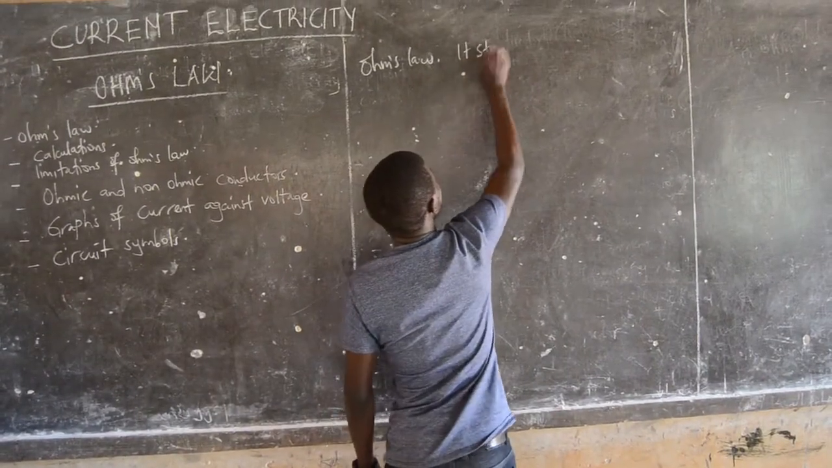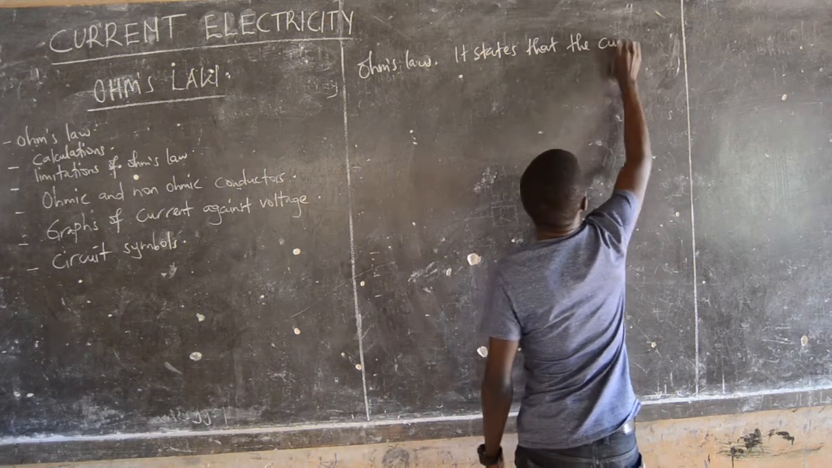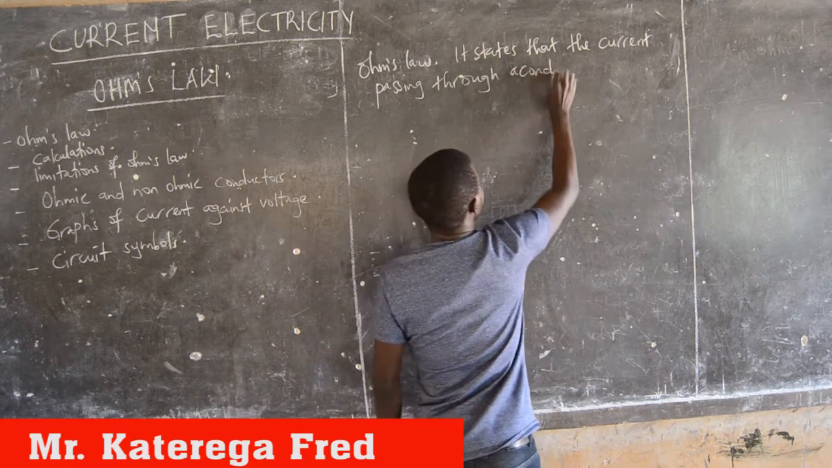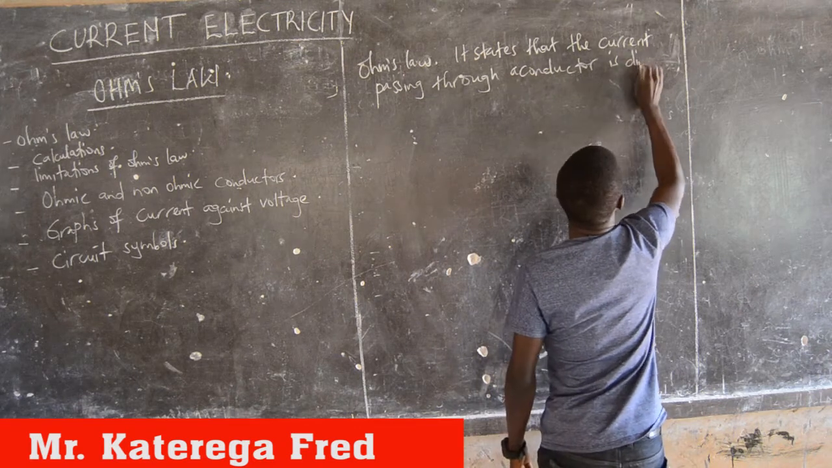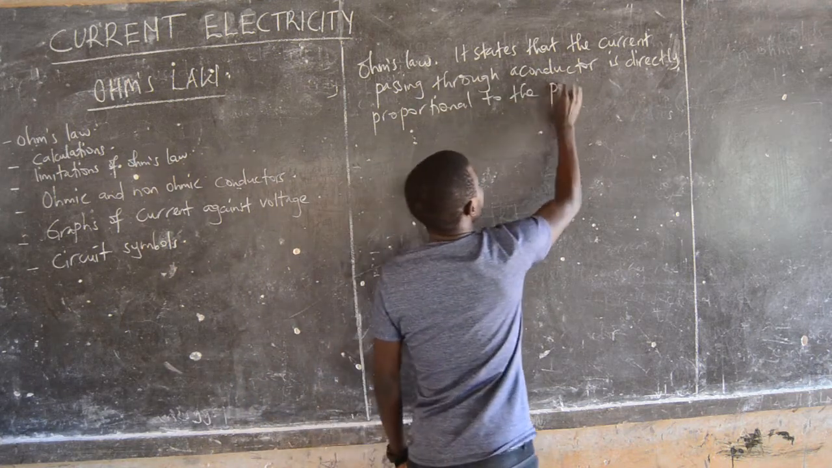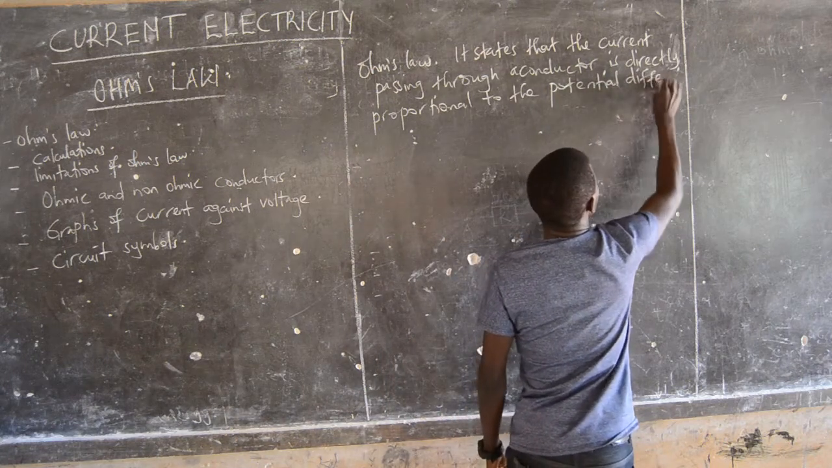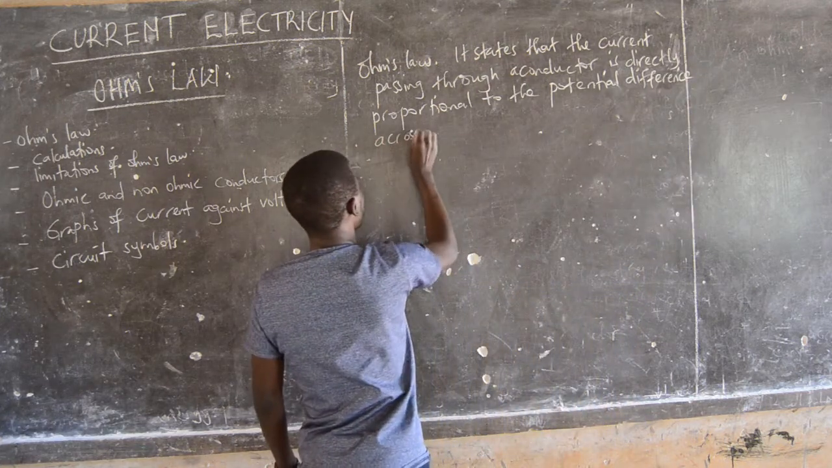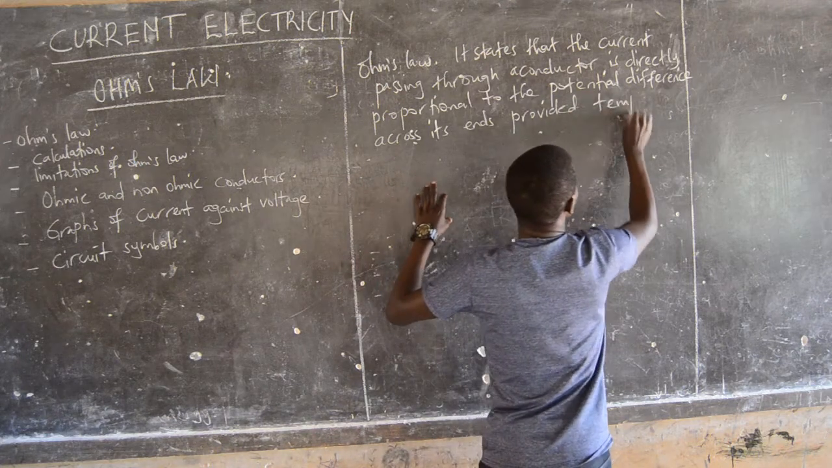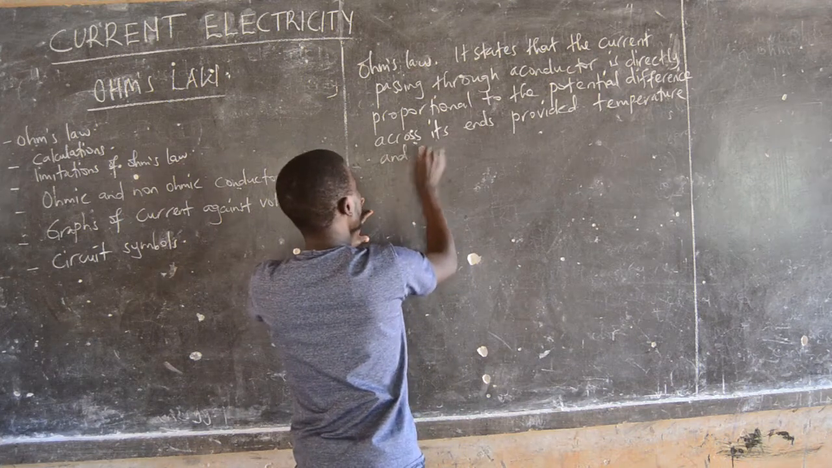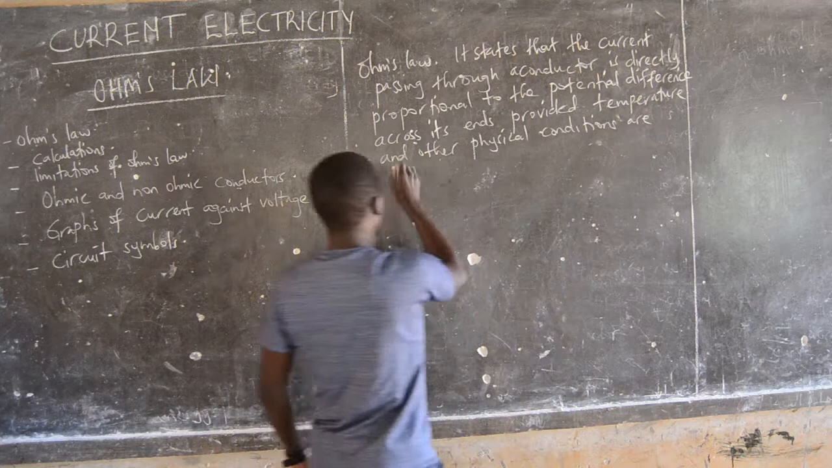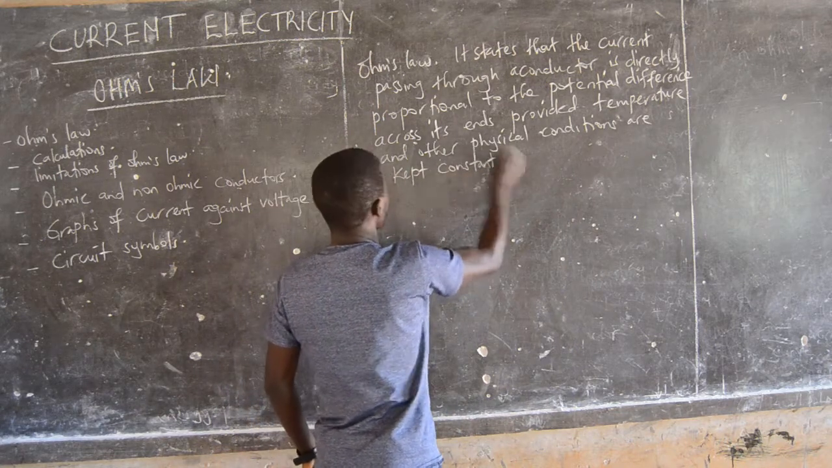It states that the current passing through a conductor is directly proportional to the potential difference across its ends, or you can say between its ends, provided temperature and other physical conditions are kept constant or remain constant. So that's the statement of the law.